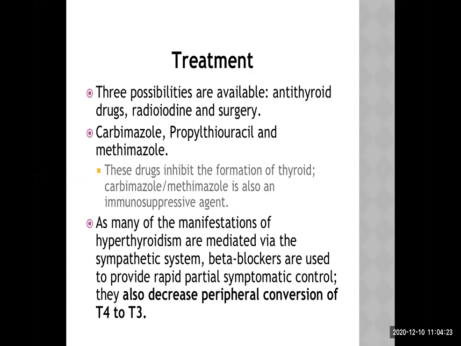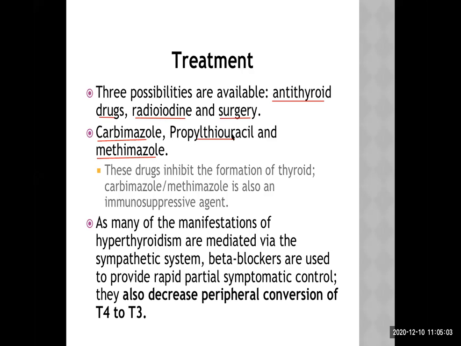Now, the last part is the treatment. So please pay attention. It is a very important question from the exam point of view. Three possibilities are available regarding the treatment of thyrotoxicosis, and they are anti-thyroid drugs, radioiodine therapy, and surgery. And these anti-thyroid drugs are carbimazole, propylthiouracil, and methimazole. So you need to remember these names: carbimazole, methimazole, and propylthiouracil, also known as PTU.